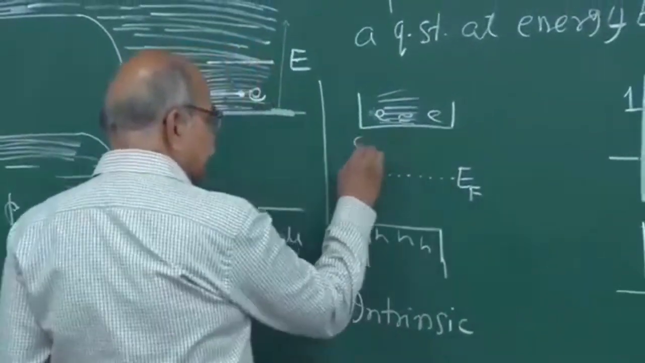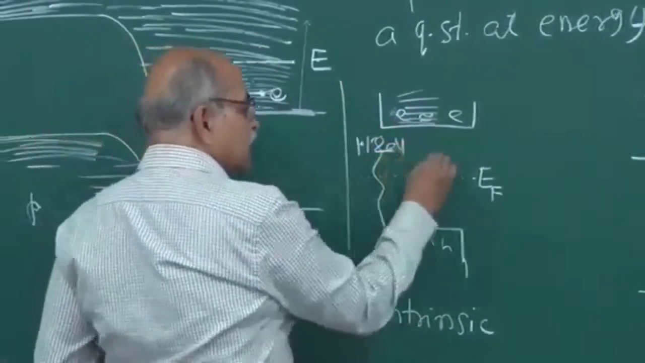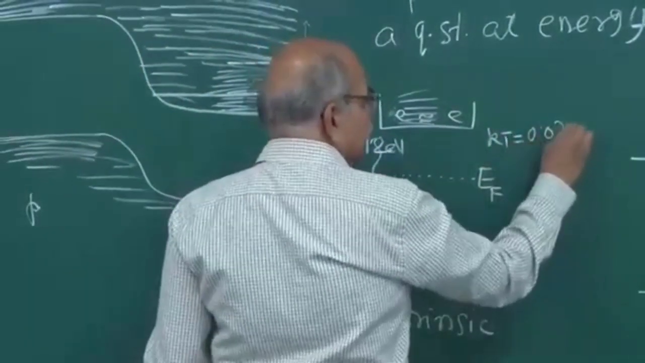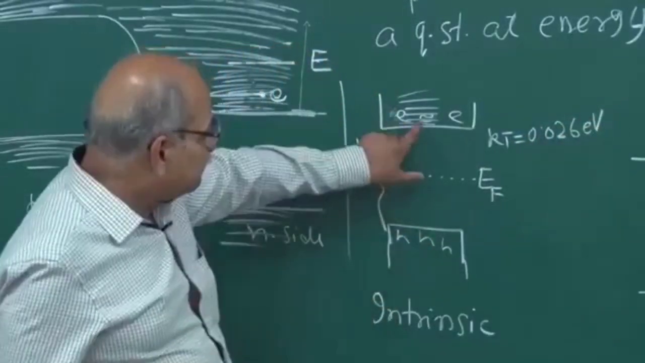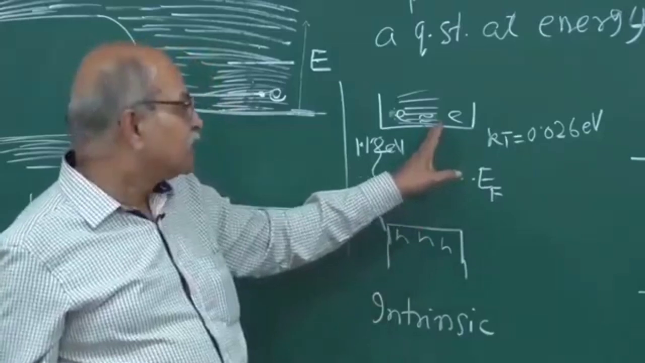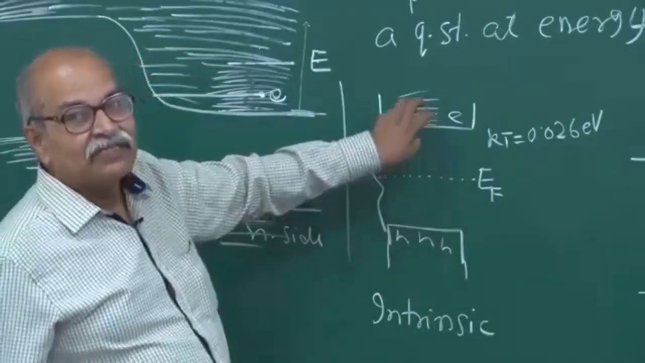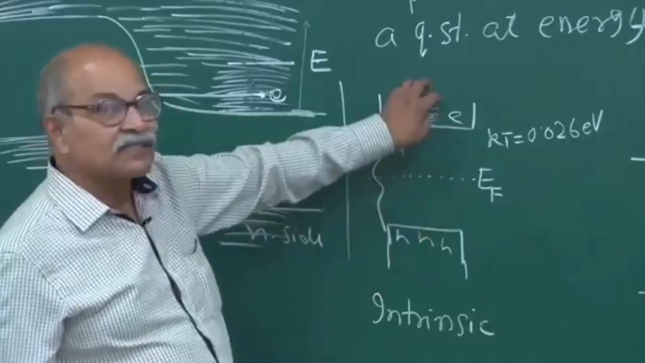Far away means, for silicon for example, this gap is 1.12 eV, so half the gap will be 0.56 electron volts, right? And kT at room temperature is 0.026 eV. So this is 0.56 eV and this is 0.026 eV, so it's far, far away. And therefore the probability that an electron will be in this quantum state is very, very small. That is why you have a very small number of electrons able to reach here.